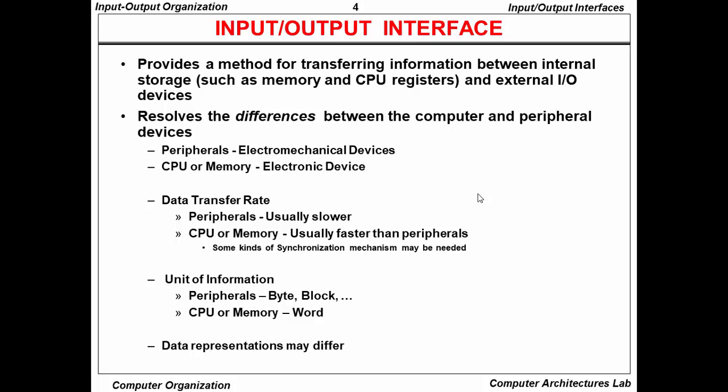So there are some differences between computer and peripheral devices that we must understand. Let's say peripheral devices are what? Peripheral devices are electromechanical devices. So their mechanism is completely different as compared to the CPU and memory, which are electronic devices. Okay, so we have different peripheral devices. All those peripheral devices operate in different ways.